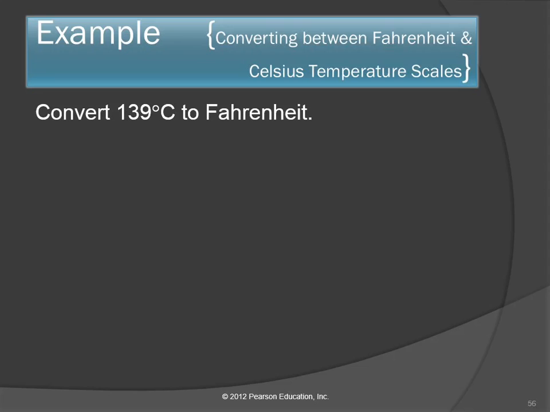So convert 139 degrees Celsius to Fahrenheit. So we need an equation. The equation is degrees Celsius equals degrees Fahrenheit minus 32 divided by 1.8. That equation is great if we know the Fahrenheit temperature and we're trying to find Celsius. But in this problem, we have Celsius and we're trying to find Fahrenheit. We should rearrange the equation before we stick the numbers in instead of after.